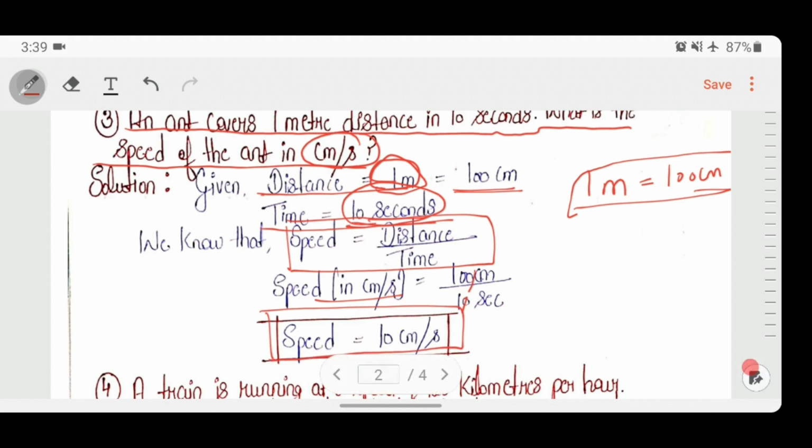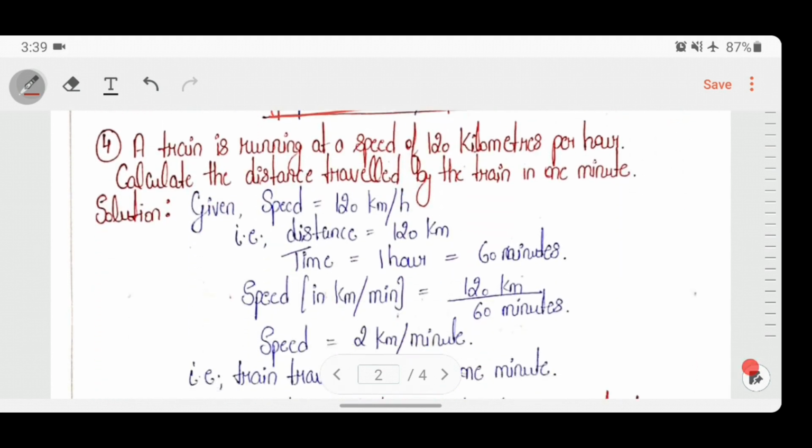So this is how we can simply find the solutions of these numericals. But the point here is that you have to read the question carefully and write all the values given in the question appropriately with their given units. And you have to note whether the given quantities are in the same units or not. So students, let's move to the next numerical.